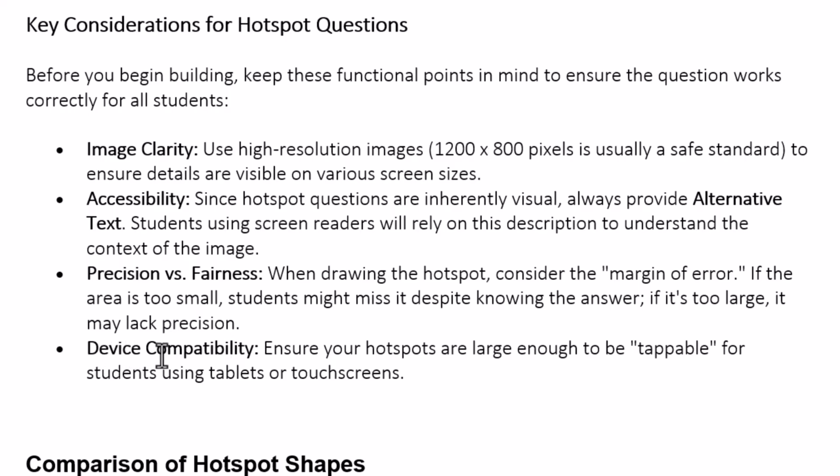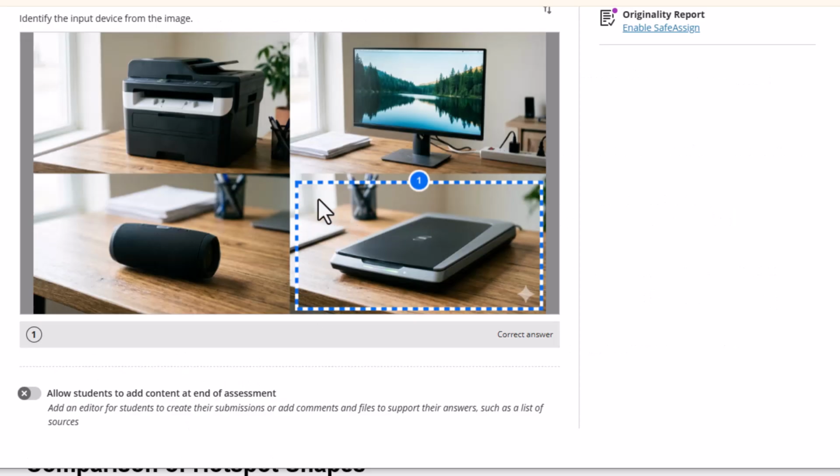So that is what it's talking about here, that we need to be careful about how this thing works. Second, device compatibility. We need to ensure that if this student tries to access this test on some other device, not a computer, where the screen is not big enough, it should be large enough to be tappable for the student using tablets or touch screens, or even a mobile. So the area that we define here should be large enough so that he can easily click that area with his finger.